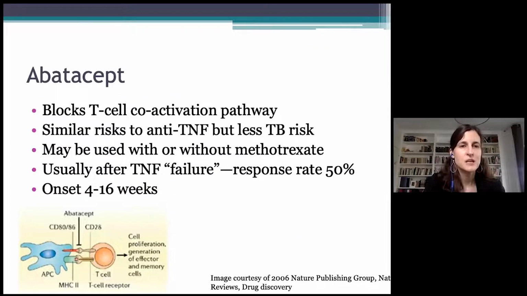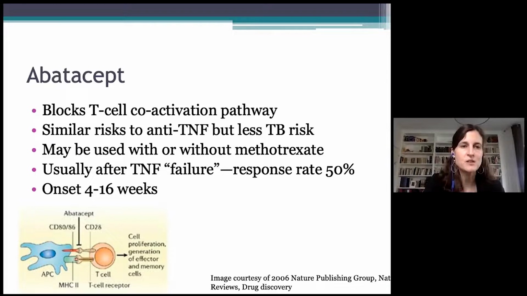Abatacept is another medication that we use for rheumatoid arthritis. It blocks the T-cell coactivation pathway. It has a similar risk profile to anti-TNF, but less of a concern for tuberculosis risk. So this may be something to think about, for instance, in somebody who travels frequently for work. It may be used with or without methotrexate.